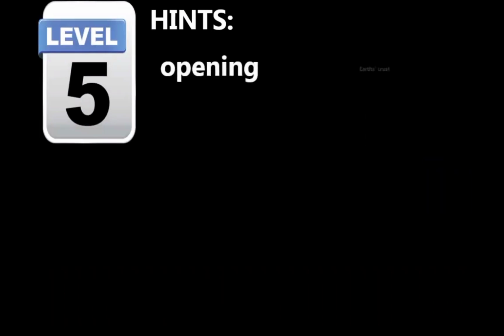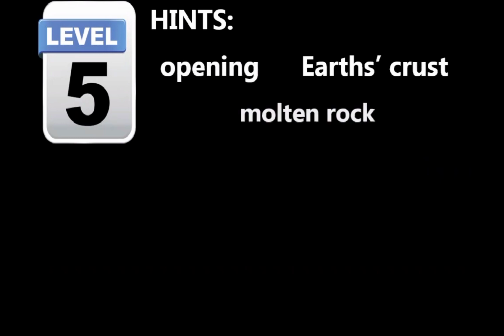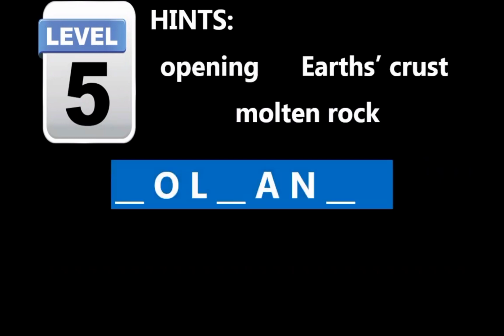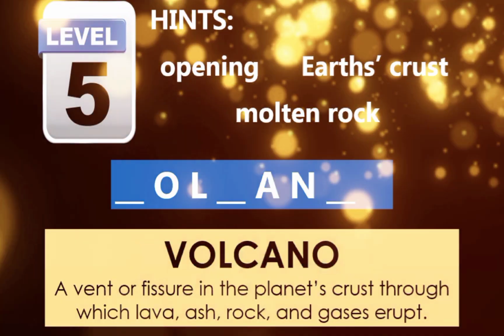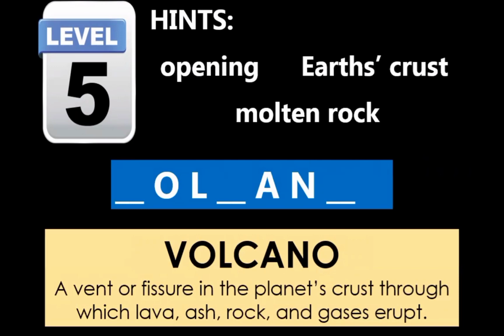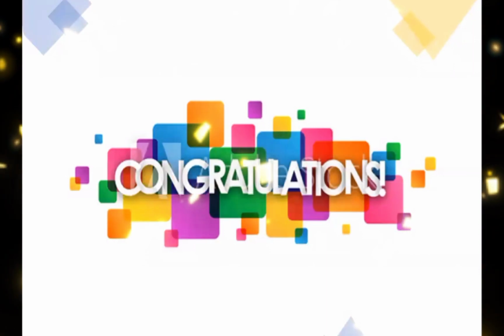Level 5. Here are the hints. Opening, Earth's crust, molten rock. What is the mystery word? Great! The mystery word is volcano, a vent or fissure in the planet's crust through which lava, ash, rock, and gases erupt. Volcano. There! You passed the mystery word challenge.